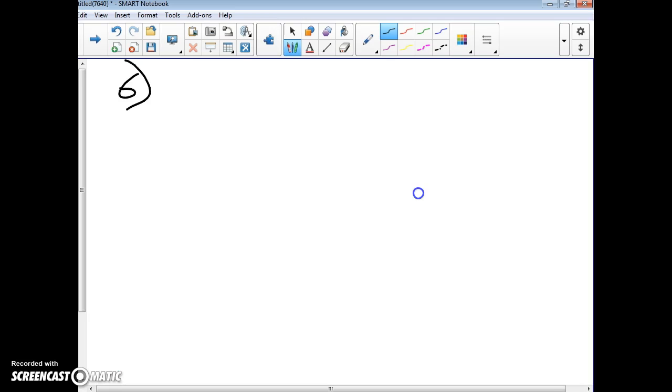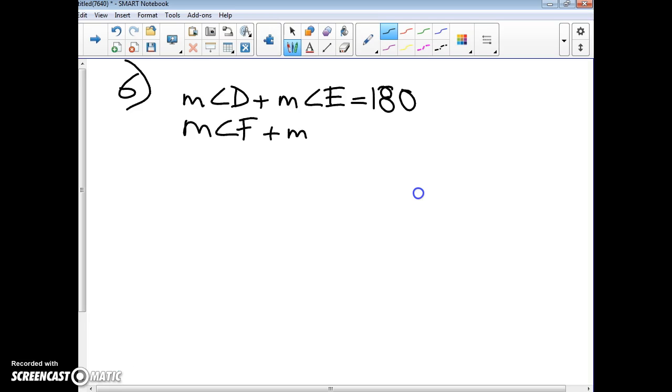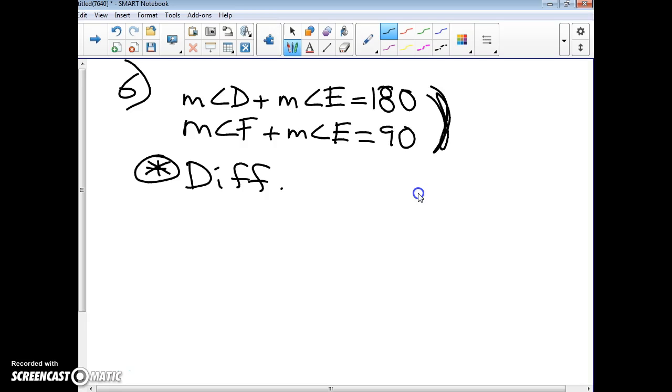Number 6, I kind of wrote it up like this. The measure of angle D plus the measure of angle E is supplementary, so it's 180. And the measure of angle F plus the measure of angle E is complementary, so that's equal 90. Doing this out, okay, I asked you yesterday, what was the difference? Well, what's the difference in these two situations? What links D and F together?